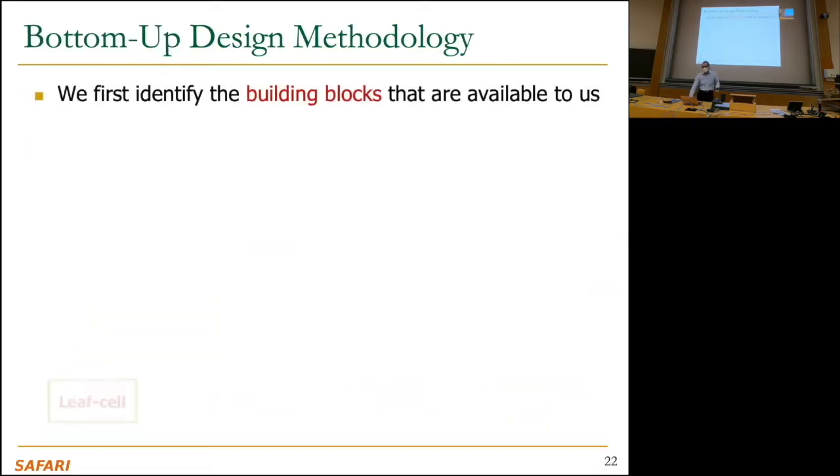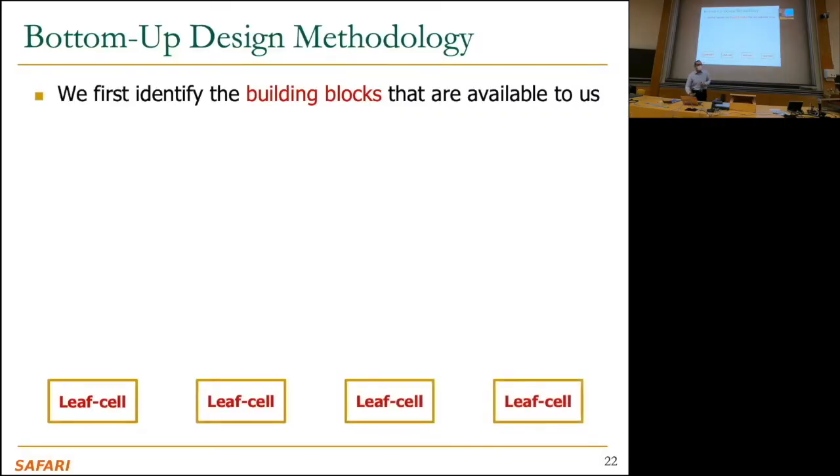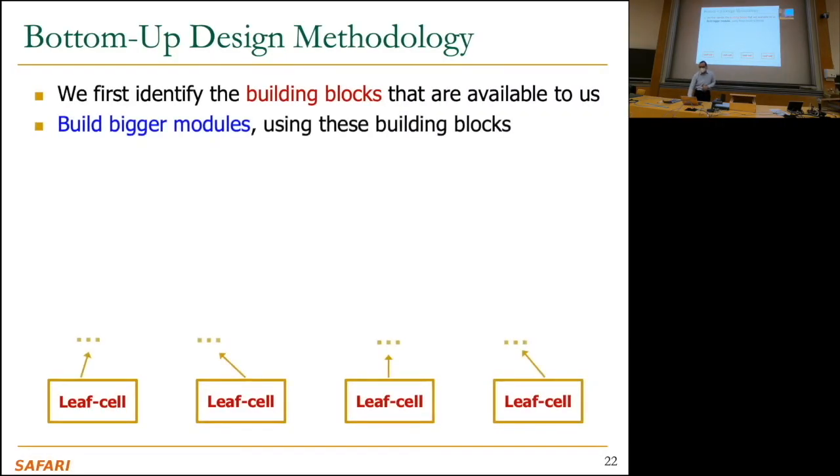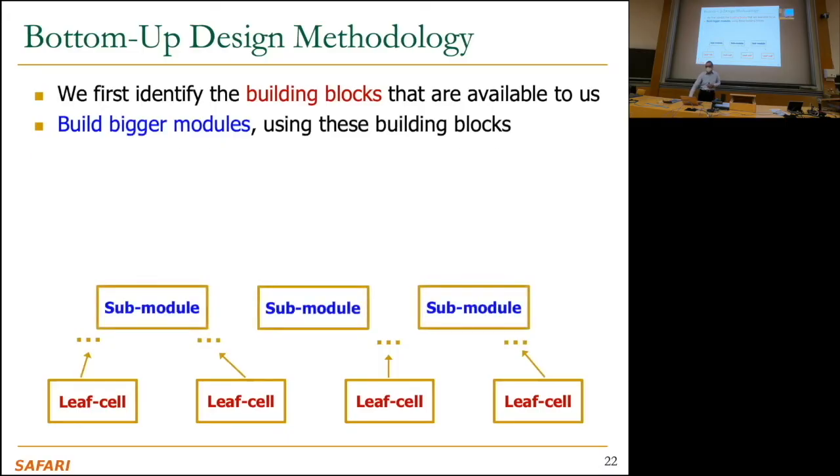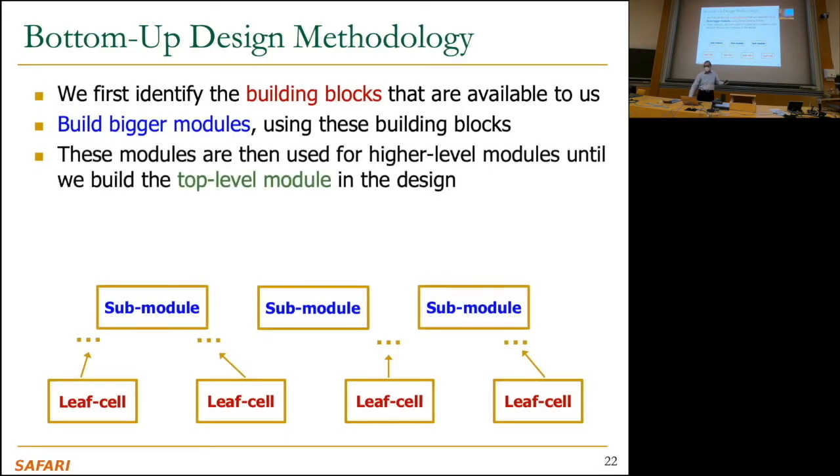You can also do this bottom up. You first identify what are the building blocks that are available to us, or build those building blocks to begin with, and then build bigger modules using these building blocks, and then figure out how to combine these submodules so that you can get to the top level module. Both ways are actually possible. They can be equivalent. Usually, both ways are used.